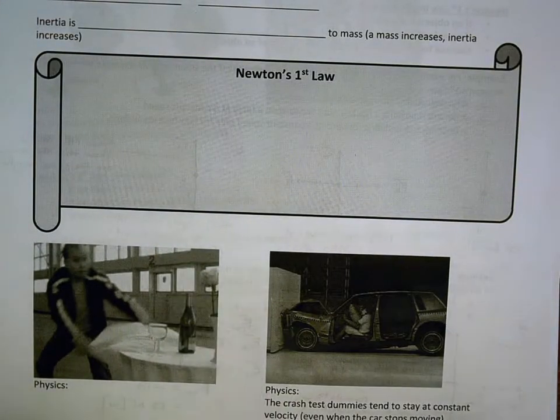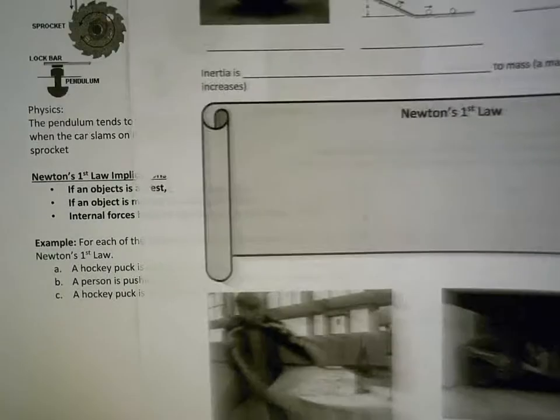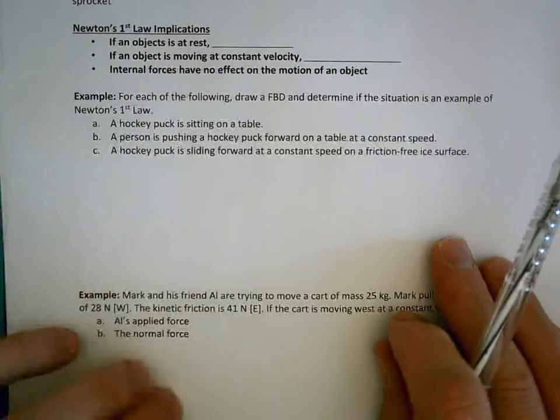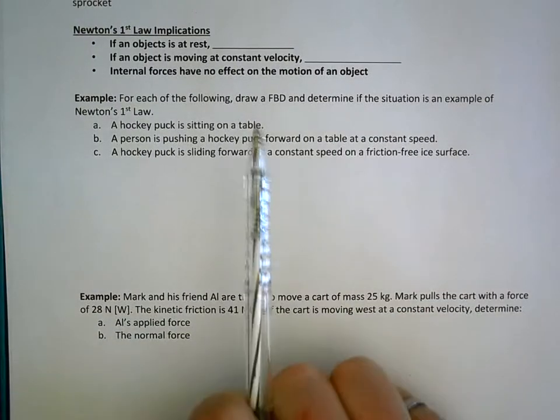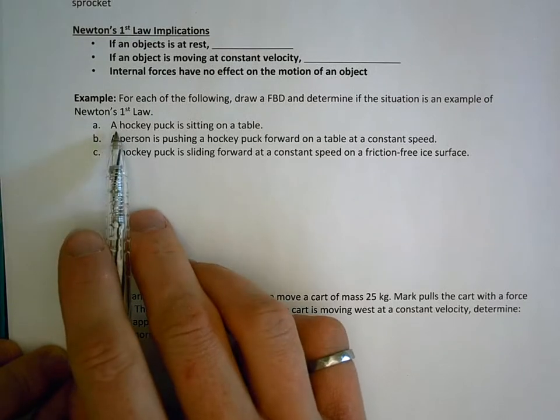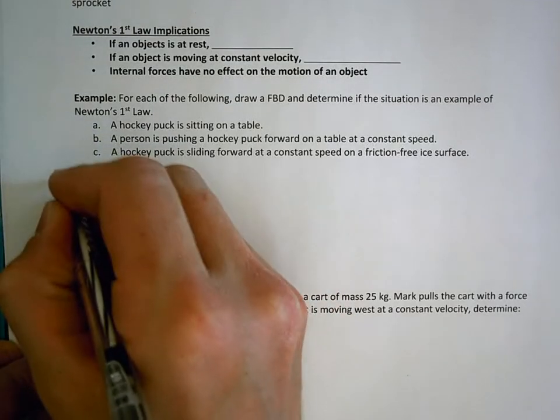And you're going to go through some of the implications and special cases of that, some of the more conceptual ideas. But I'm going to go through these two examples with you. Now, the first example is drawing free body diagrams. The first question: a hockey puck is sitting at a table.